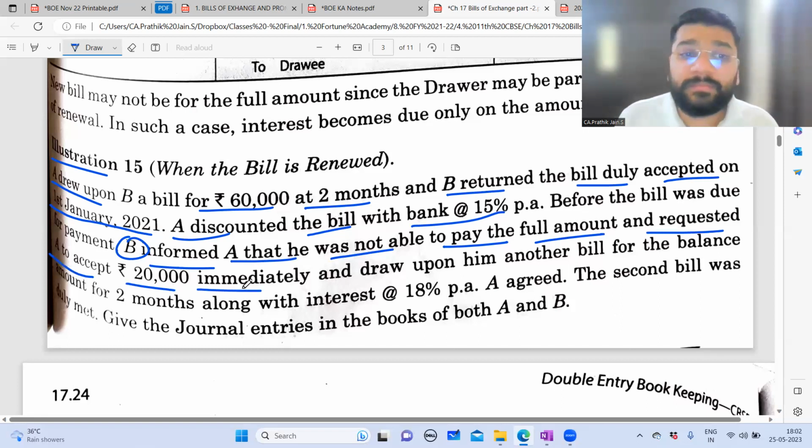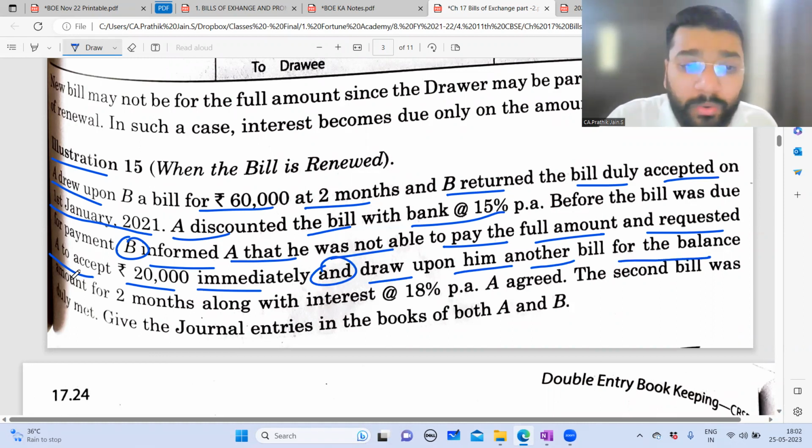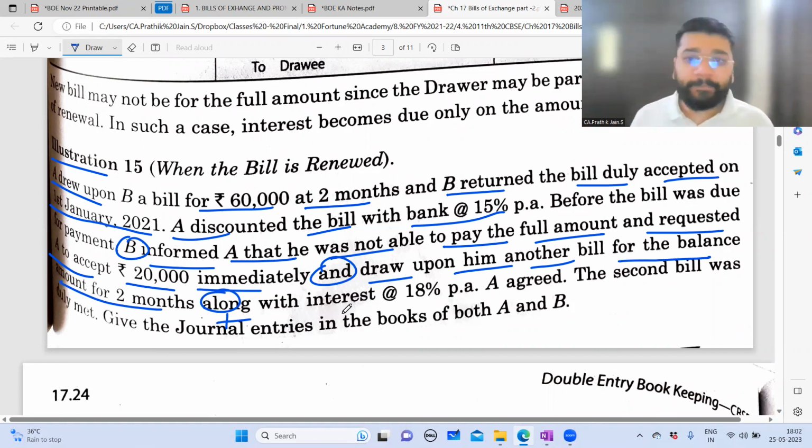On the due date, B informed A that he is not in a position to pay the full amount and requested him to accept 20,000. Out of 60,000, he is willing to pay 20,000 immediately, but the balance 40,000 he is not in a position to pay, and therefore requests A to draw upon him another bill for the balance amount for 2 months along with interest. Along with interest means plus interest. Now I'll explain this, don't worry.